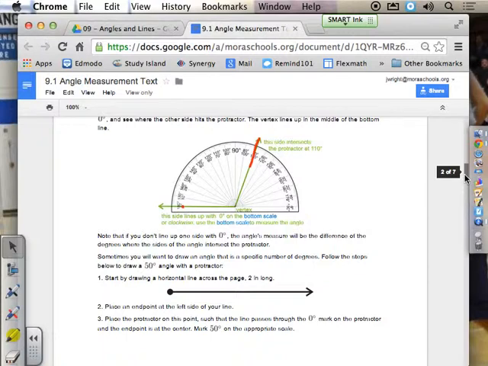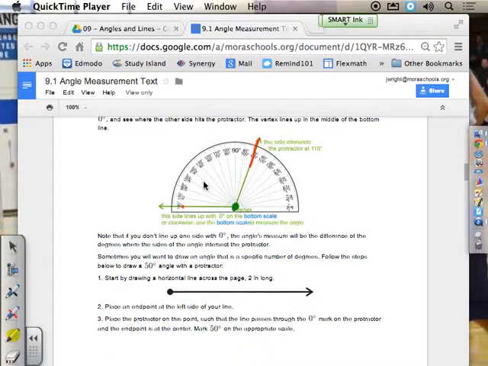You have to start from 0, and once again, you put the vertex right in the little spot for the protractor. Okay? Sometimes, when you're looking at this, you might get a little confused by the numbers, but always start where it says 0. All right? And that is the beginning of this video.